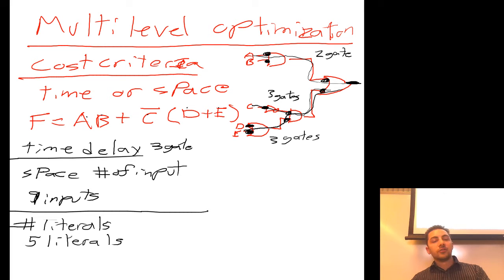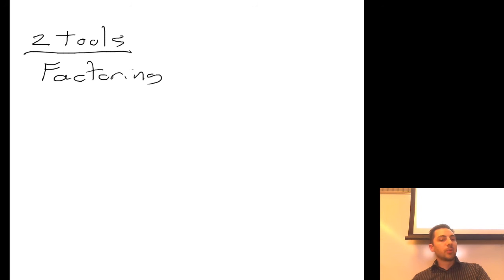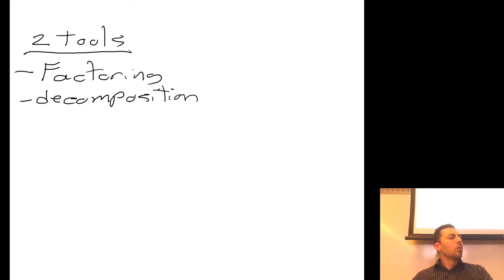Okay, now how does this deal with multi-level optimization? Well, there are 2 tools you're going to use in multi-level optimization. One is factoring, which is pretty familiar to you from algebra and various other things. The other is decomposition. What connotation does decomposition usually have? When I say decomposition, what's the first idea you think of?